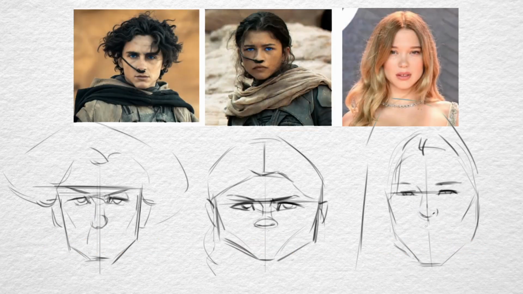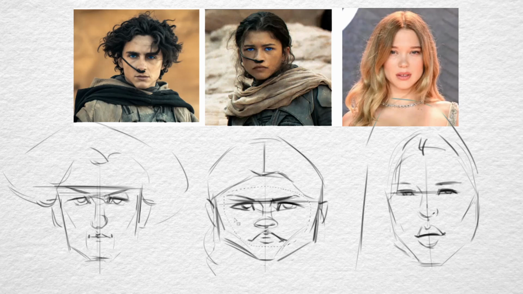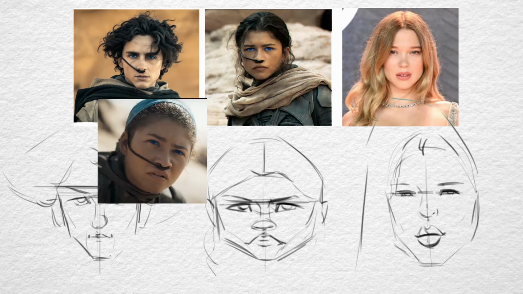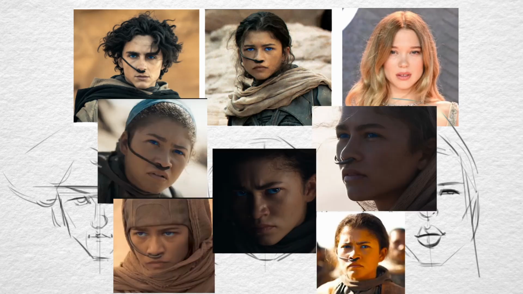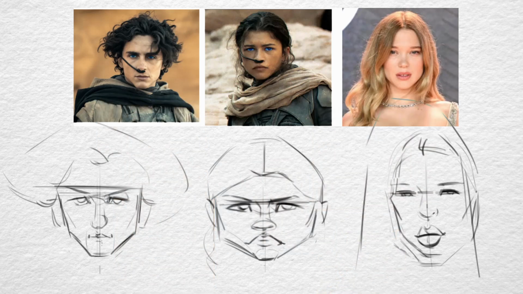For the mouth, focus your attention on the 3 major lengths, the philtrum, the lips, and the chin size. Then mark down the widths of the mouths. I feel Timothy's mouth is relatively more narrow, and Leia's lips are thicker, and I also take note of the slight downturn mouth that Zendaya wore frequently for Chani in the movies.